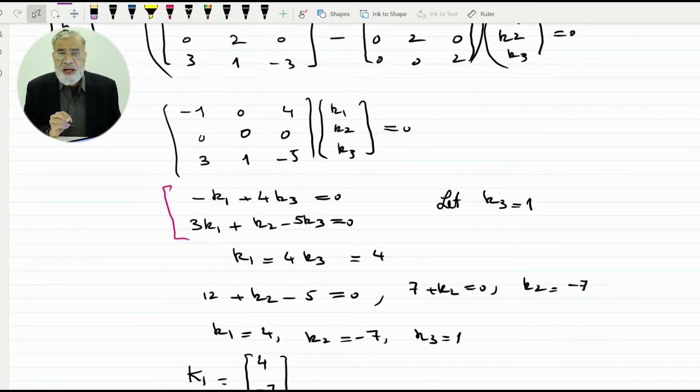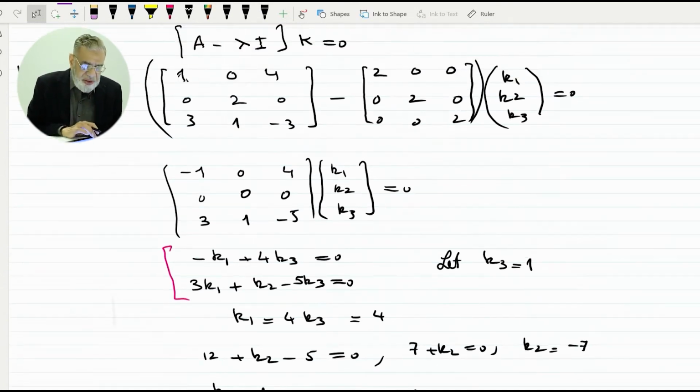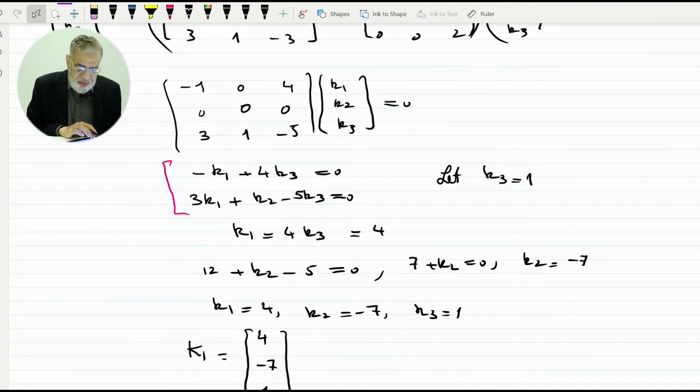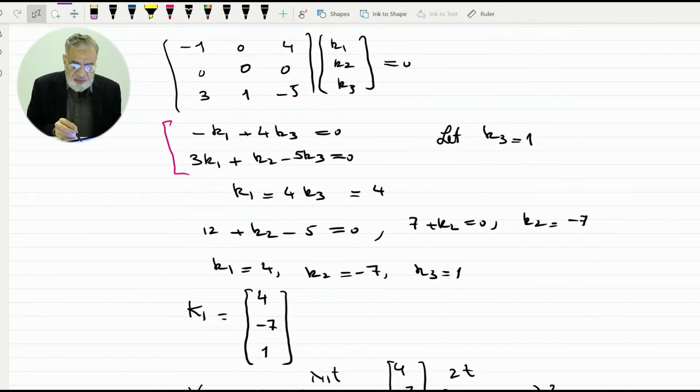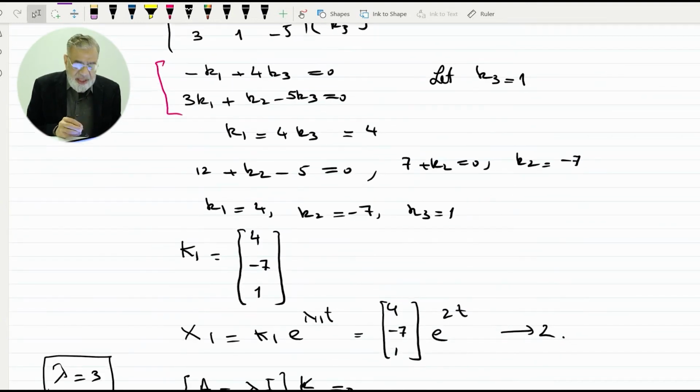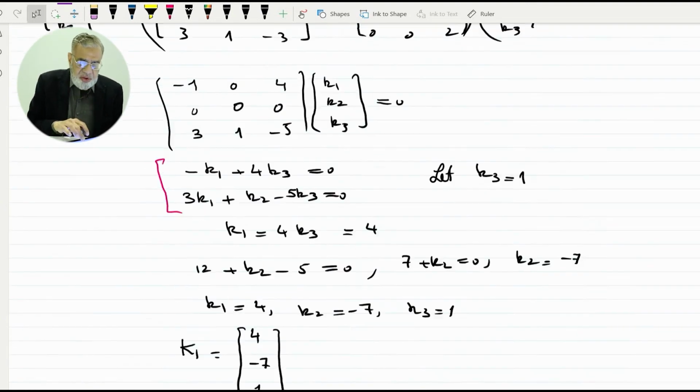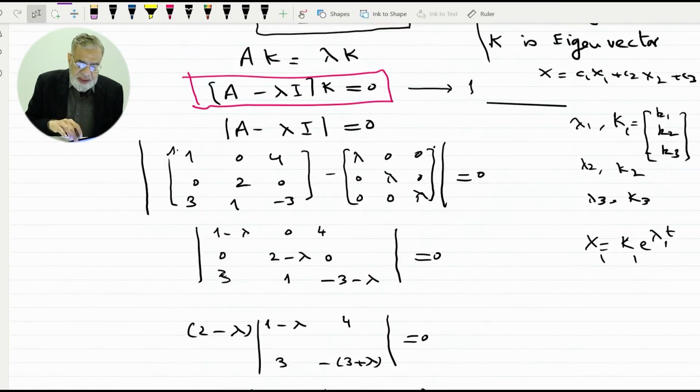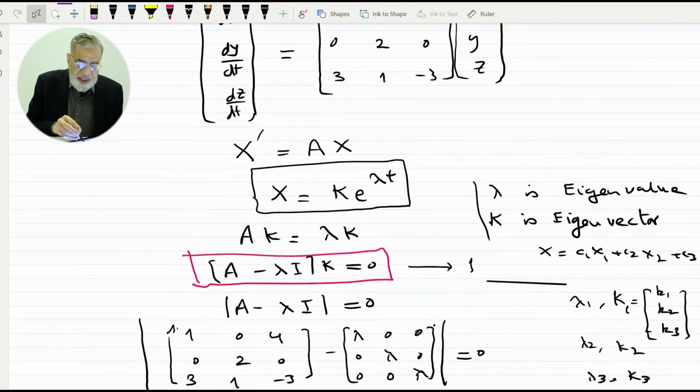So I get the solution of this system of equations, the homogeneous equation, when lambda is equal to 2. We get here k1 is equal to 4, k2 is equal to minus 7, and k3 is equal to 1. So my k, which is k1, k2, k3, is 4, minus 7 and 1. So I can write my x1. That's my x1. As I told you before, the value of x is equal to k e to power lambda t. I have lambda, I have here k.